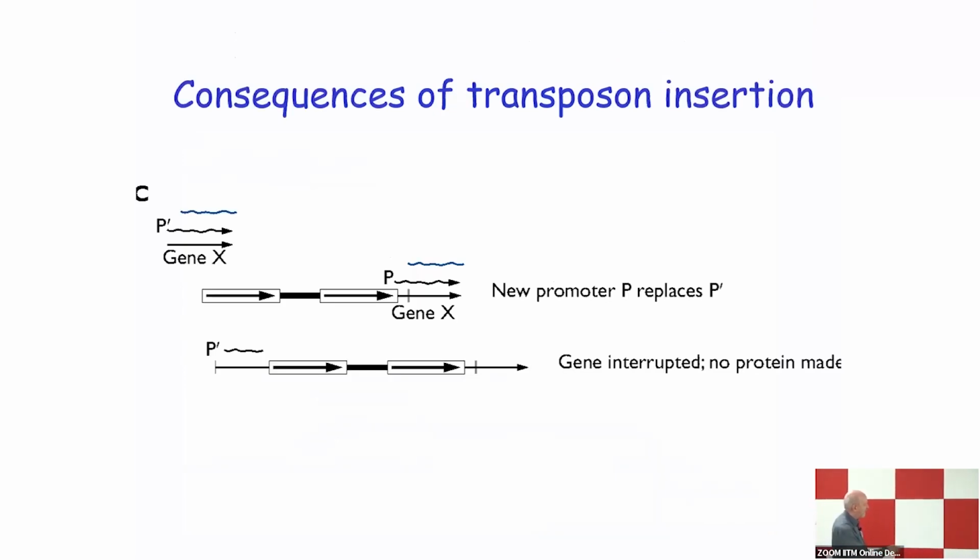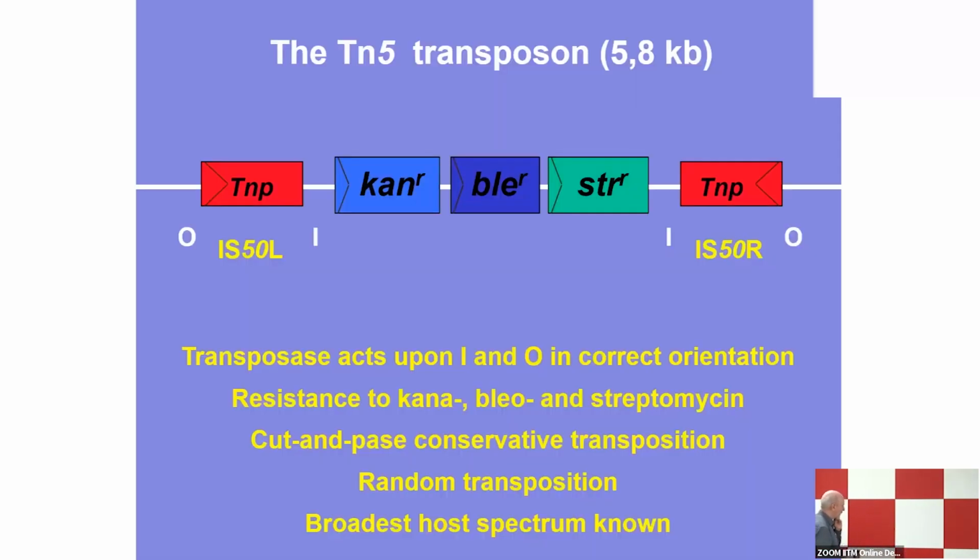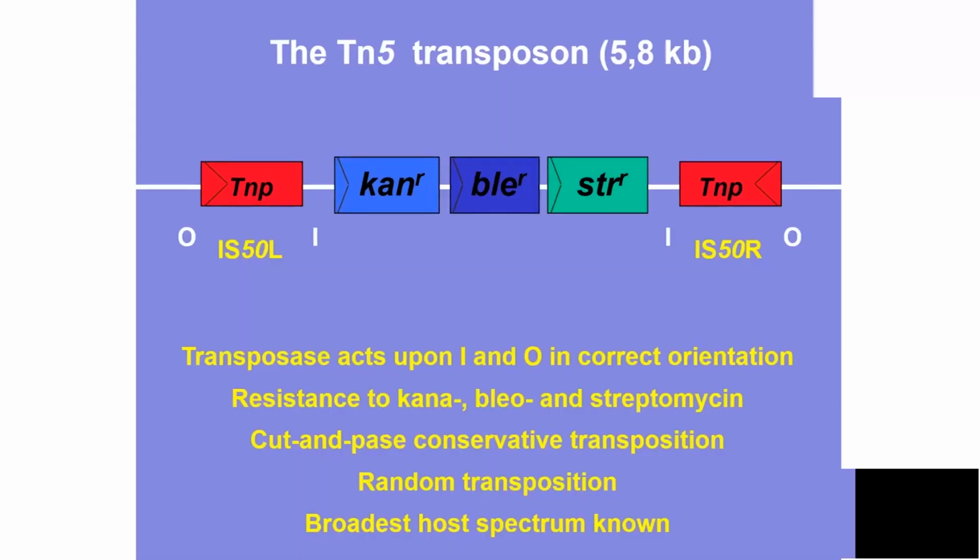So, as I said, when you have this insertion and you have a promoter nearby inside the insertion sequence, it may happen that this gene X can be activated because of the proximity of the promoter, okay? Or alternatively, you may have just an insertion in the middle of a protein, and then the gene is interrupted and nothing is made. Okay, so there are many, many types of transposons. There are two types that are more useful for genetic engineering.